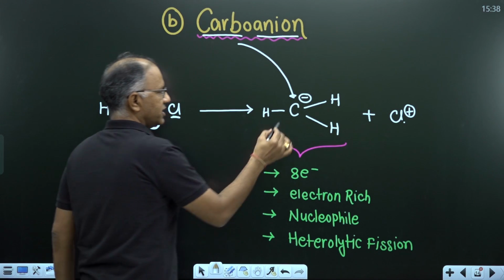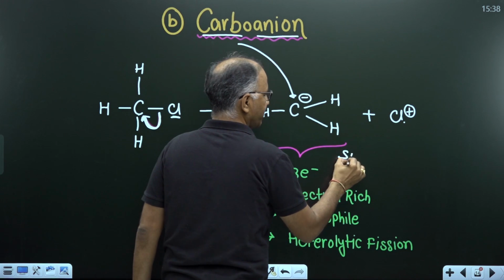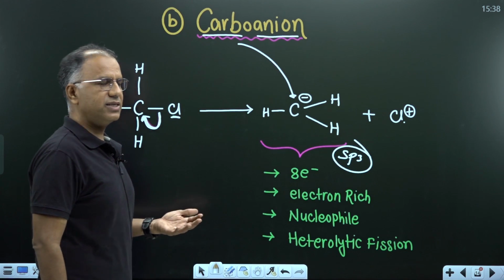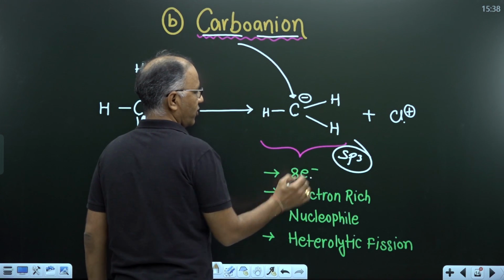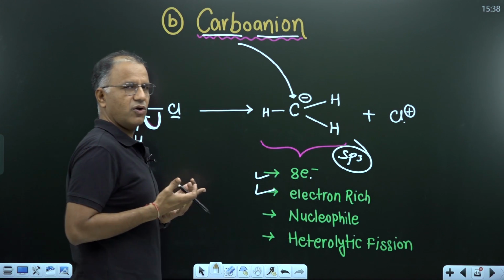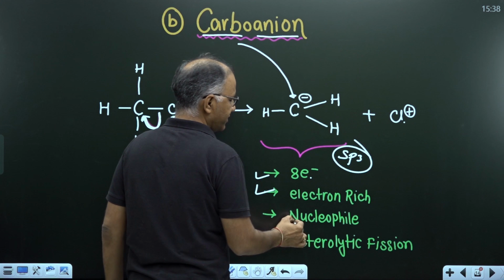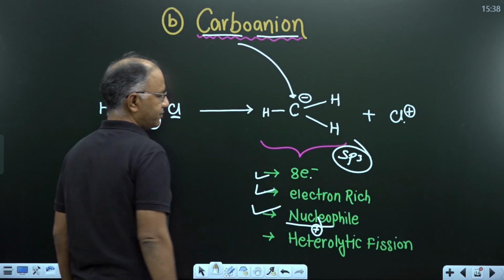Now, since there are 3 bond pairs and 1 lone pair, it is sp3 hybridized. We count the lone pair in hybridization, therefore it is sp3 hybridized. How many electrons are there? 8 electrons. It is electron rich. Rich means in terms of negative charge, not in terms of octet. It is a nucleophile. Since it has a negative charge, it is nucleus loving. Positive charge loving means it is a nucleophile.